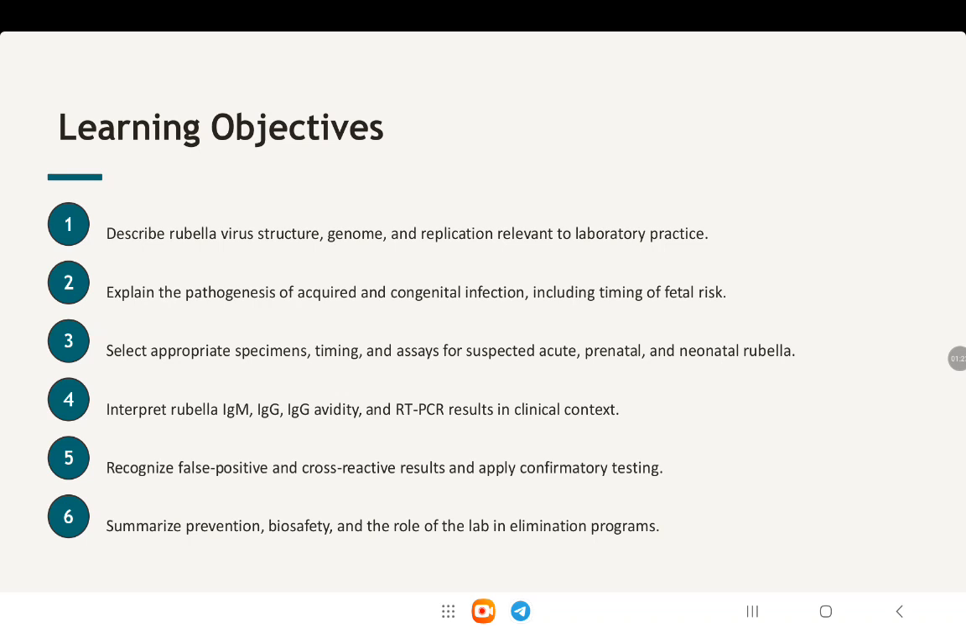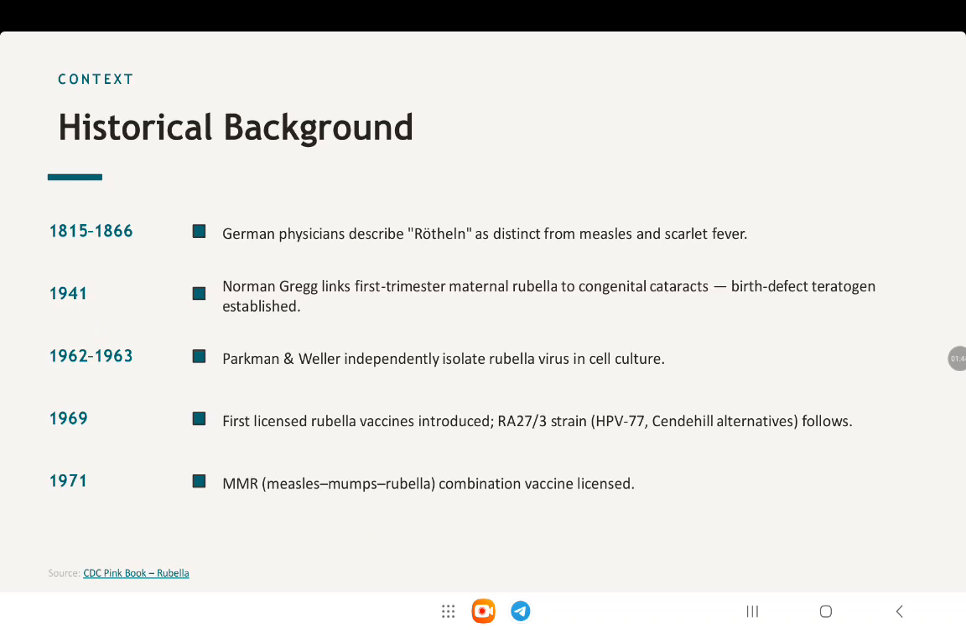Fifth, recognize false positive laboratory results and know when confirmatory testing is needed. Finally, understand prevention and biosafety and the important role of the medical laboratory in controlling Rubella infection. Let us start by giving you a historical background of this virus.